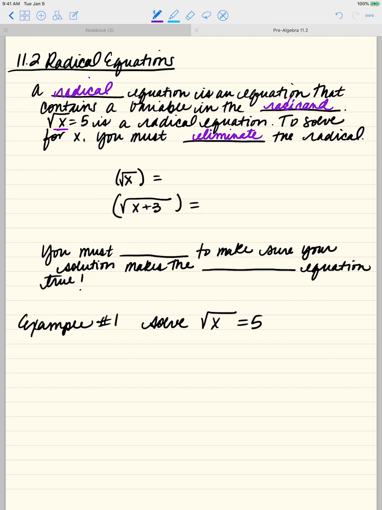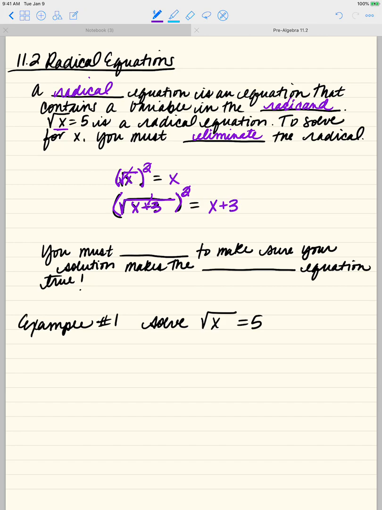Okay? So what happens if I take the square root of x and I square that? Because those are inverse or opposite operations of one another, the square and the square root cancel out and I get x by itself. So if I have something that looks like this, the square root of x plus 3, how do I get rid of the radical? I square the entire expression. Square, square, that goes away, and I'm left with x plus 3.